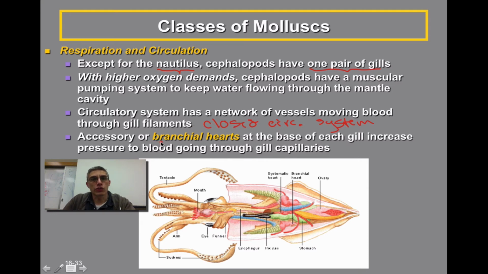Now, these animals do have what we call accessory or branchial hearts. And you're going to see these when you dissect into your squid. You're going to see these branchial hearts actually at the base, and I'm going to show you right down here towards the bottom of the gills in these animals. So again, these are going to be the gills that you see right here. And at the base of each of these gills is going to be a branchial heart.